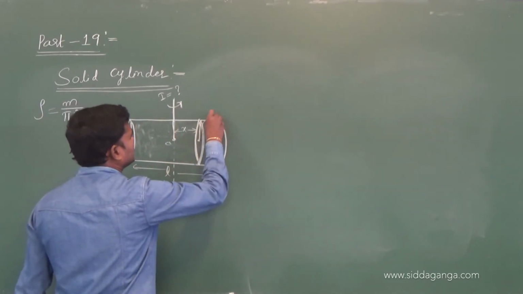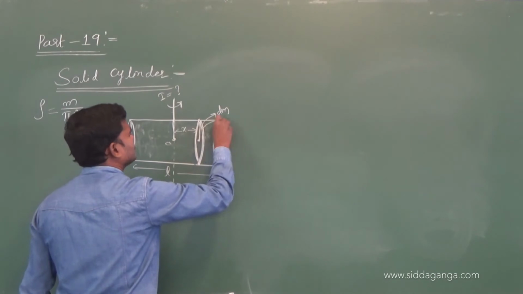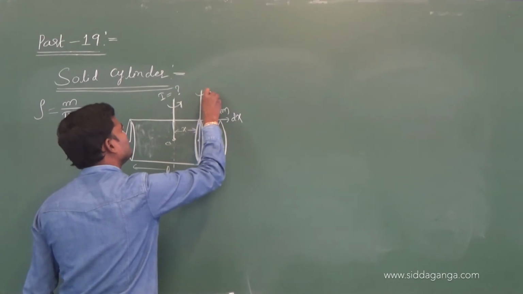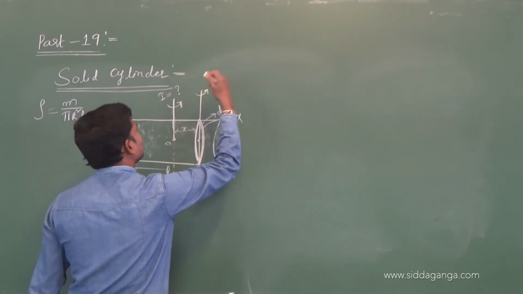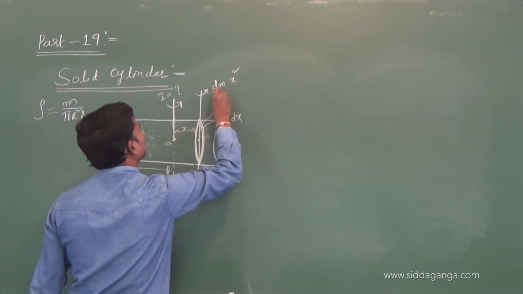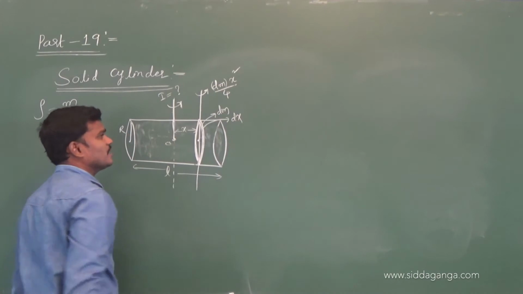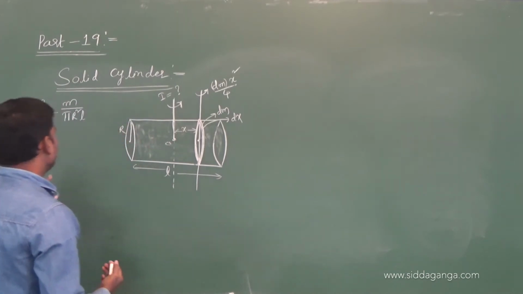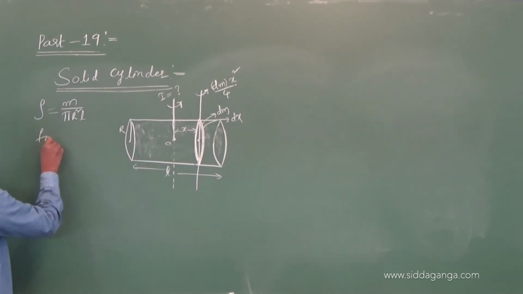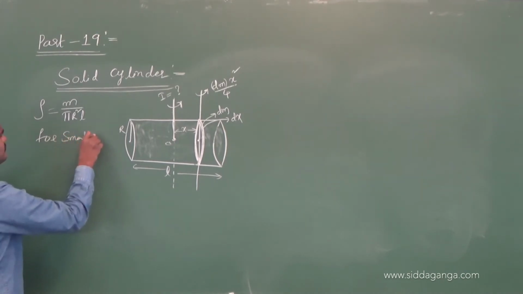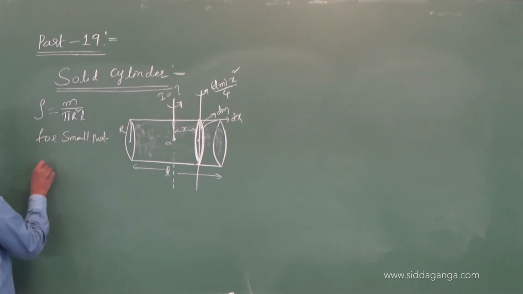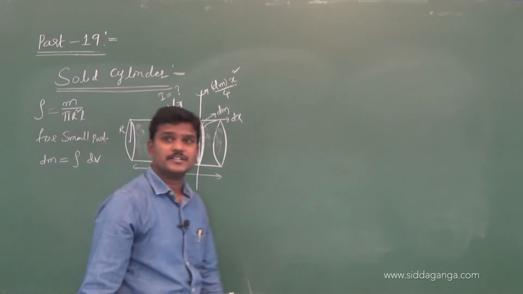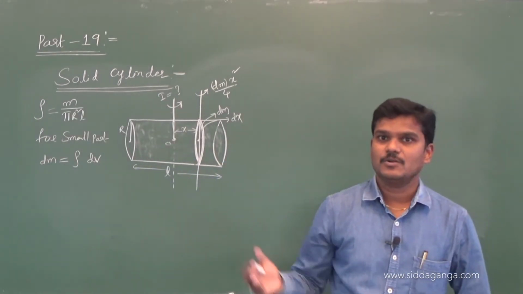So let us suppose the mass is dm, the thickness of the disc is dx. dm is the small mass. Let us find how much that mass is. That is possible by using rho. So for the small part, we can write dm is equal to what? Rho into dV. For the small part, dm is equal to rho into dV.